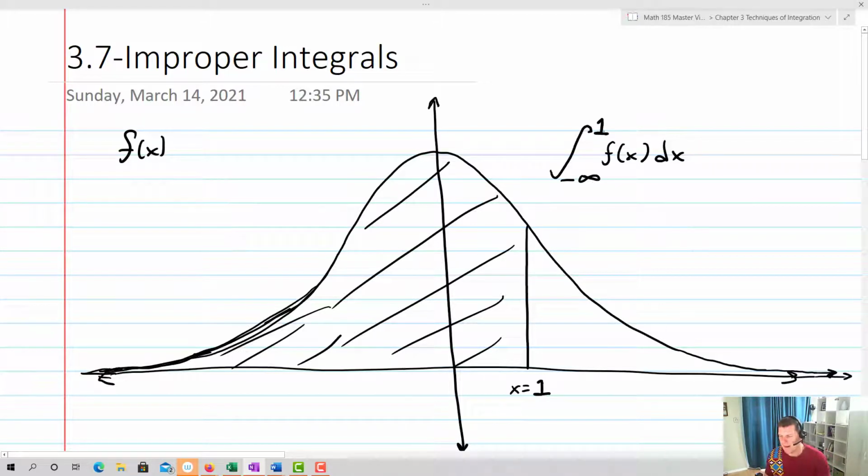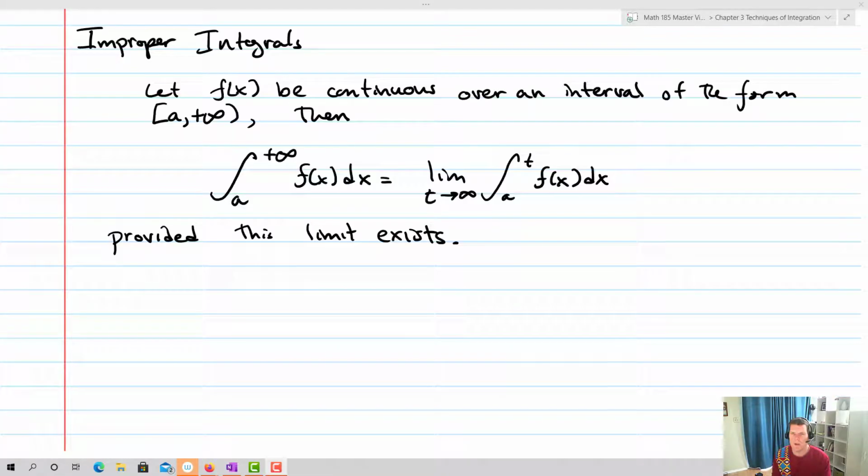Well, the problem is that I'm looking for a definite integral, an actual value. I want to know what this number is. Well, how is it that I'm going to be able to do that? And that's basically the question that we're going to ask ourselves in this lecture today. So we're going to utilize this idea of an improper integral.